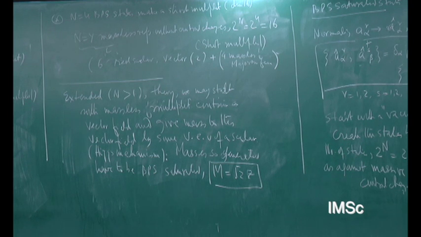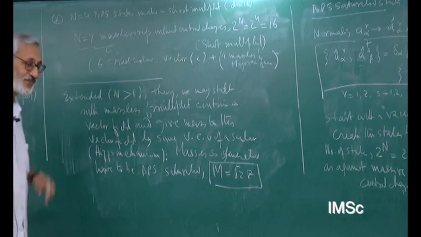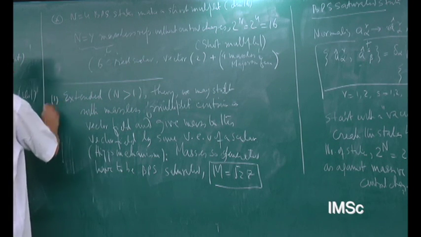Because for n equal to 1, can anybody tell me why I don't need this? There are no central charges. So this is only for extended supersymmetry. So this is remark number 1.